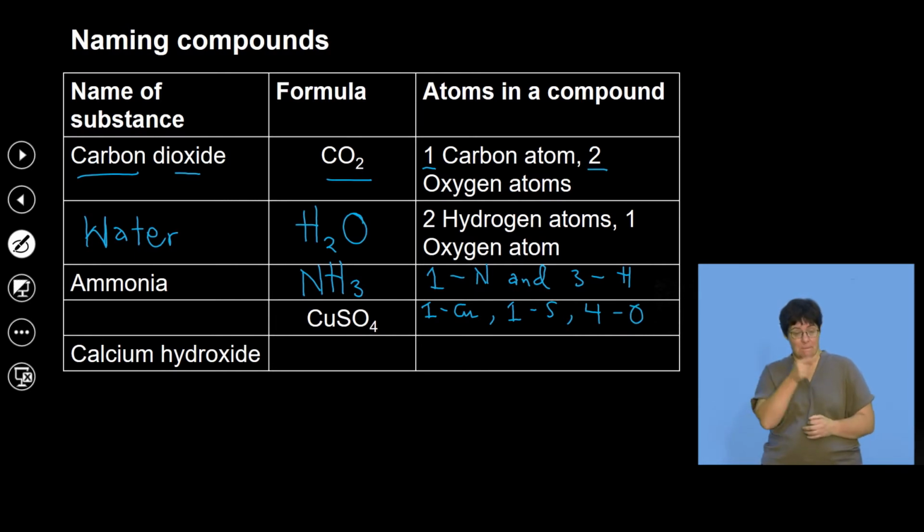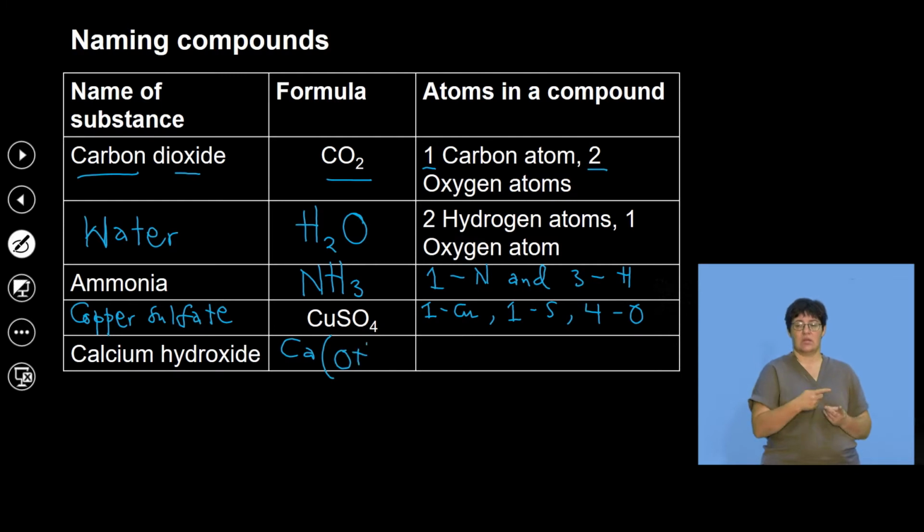Right, so the name of the substance is copper sulfate, right? So that's the name, okay? And then calcium hydroxide, okay? The elements that are present here are calcium, hydrogen, and oxygen. So calcium hydroxide, Ca, that's the symbol of the cation, which is positive, which is calcium. And then the hydroxide ion is a polyatomic ion. Then there's a 2 there, okay?